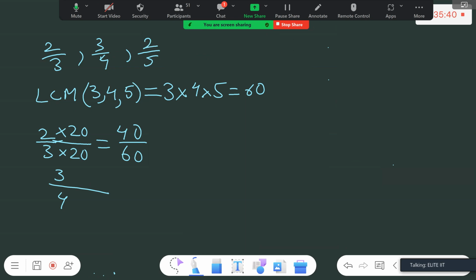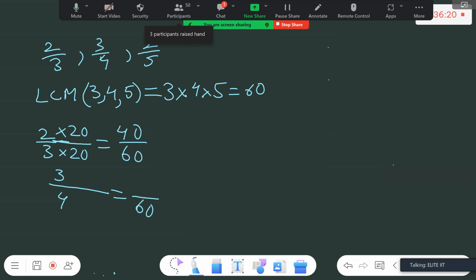So now we were comparing three fractions: 2 by 3, 3 by 4 and 2 by 5, right? We took the LCM of 3, 4 and 5 and found that the LCM is 60, isn't it? After this, we convert them all to like fractions. So the first one, 2 by 3, convert to 60. 3 into 20 gives you 60. Multiply 20 in the numerator also, 40 by 60.